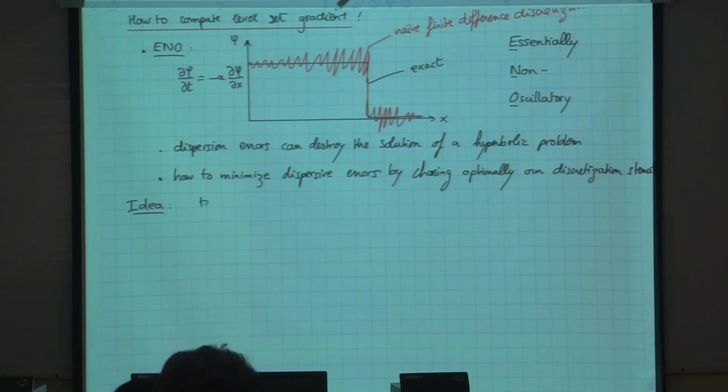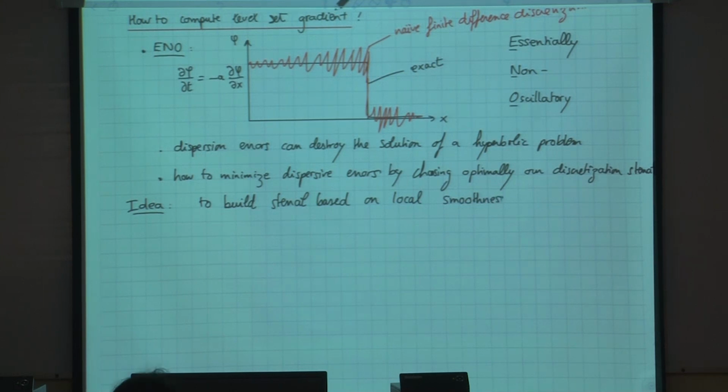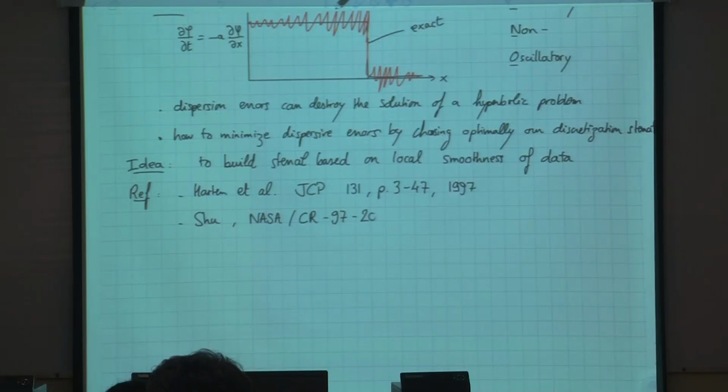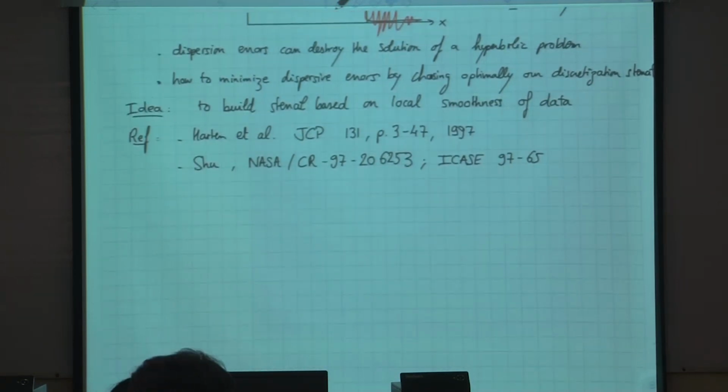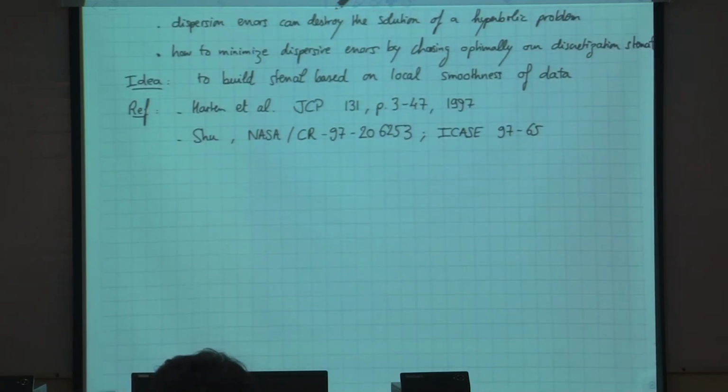What is the idea behind it? Simple. It is to build a stencil based on the local smoothness of our data. And all this weird thing here, 20, 62, 53, it's an ICASE report. You can find it online if you're interested. It summarizes everything we're going to talk about. I'm sorry, we're going to summarize the content of this report. Okay, so let's explain ENO, and then from that we'll jump to WENO.